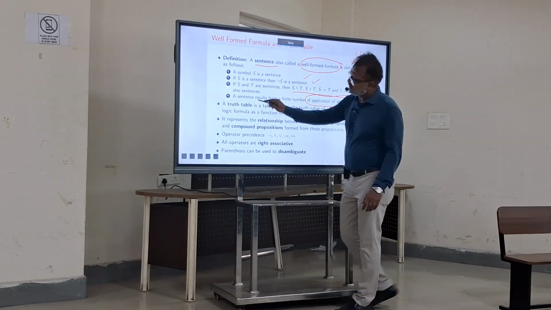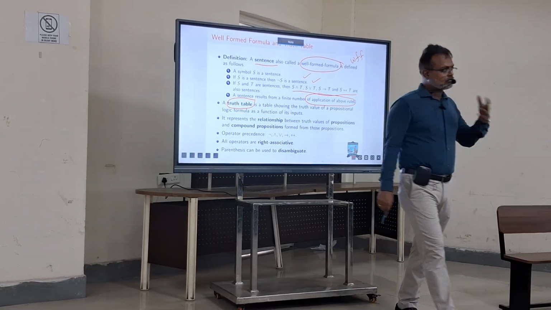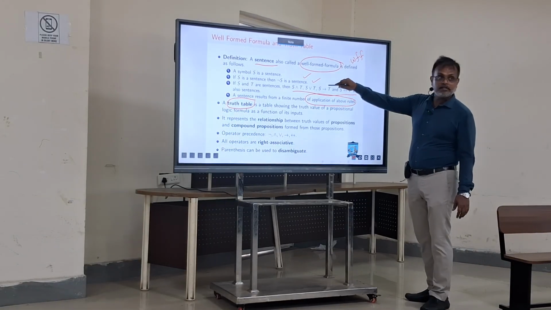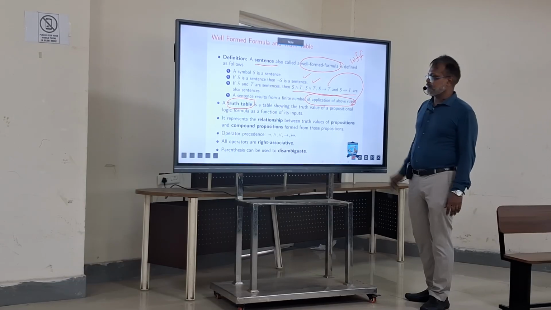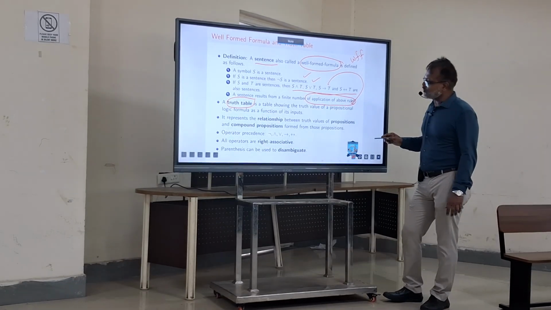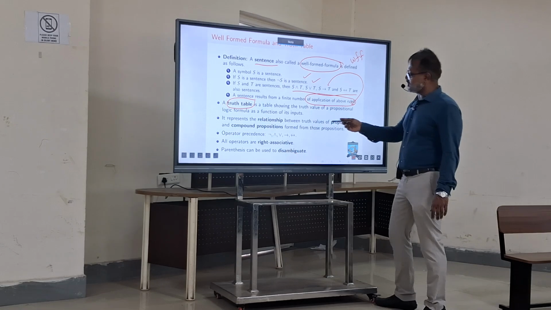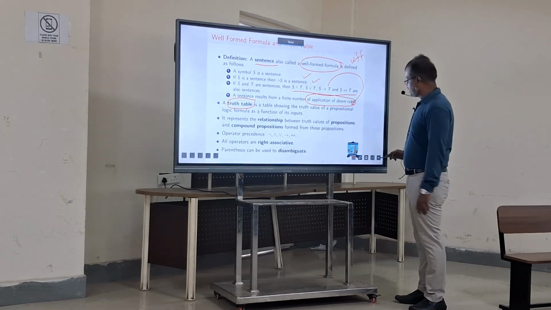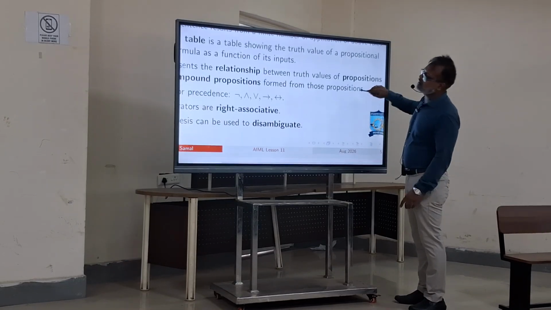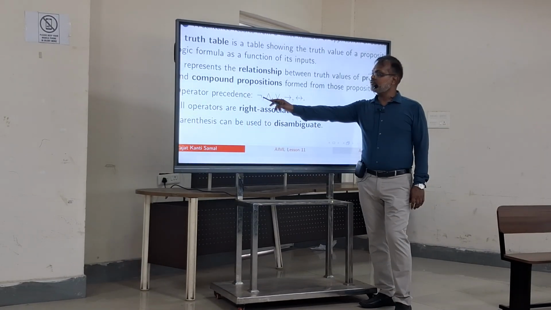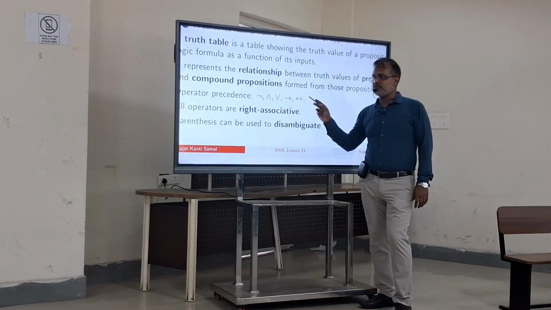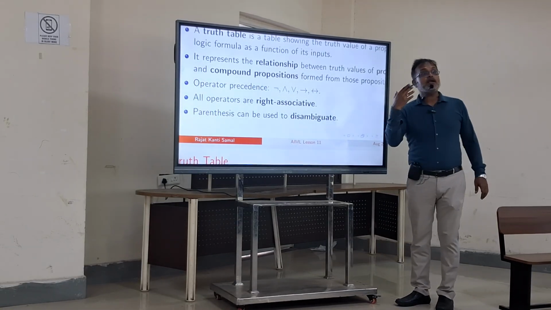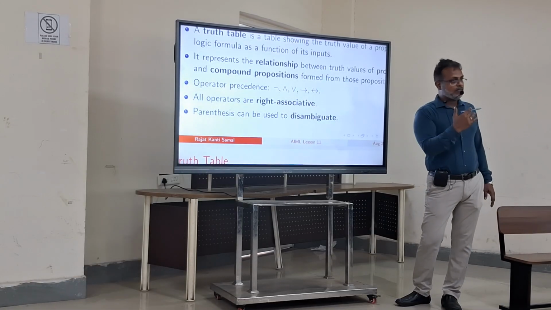A truth table is a table showing the truth values of all these propositional connectives. Okay. It represents the relationship between the truth values of propositions and compound propositions formed from those propositions. Operator precedence is very important. Just like any other computation, not is first, then and, then or, then implication, then bidirectional. Okay. And all the operators are right associative. They connect to the next.